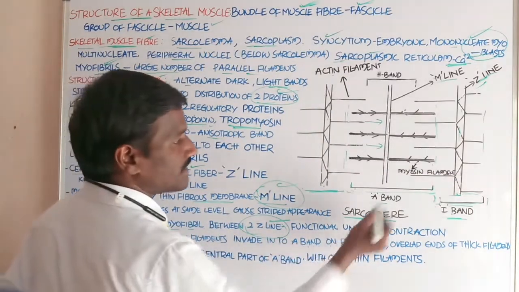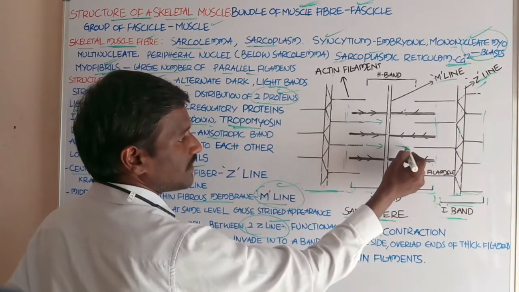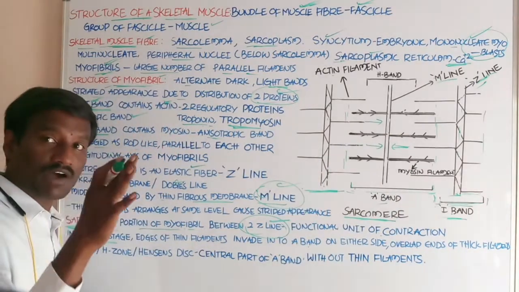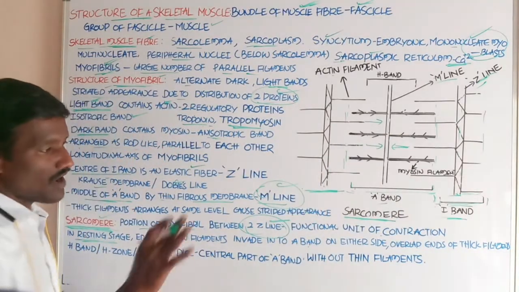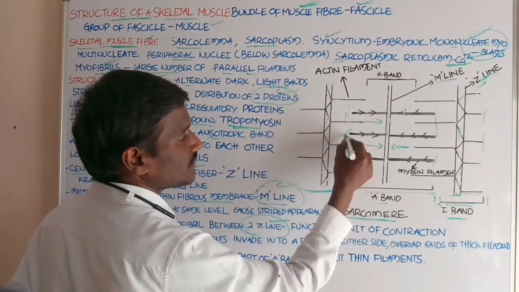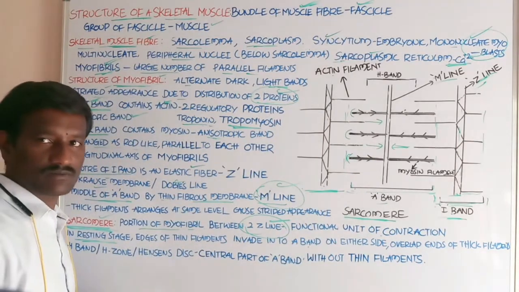And on the other side, the thin filament invades into the middle part of the A band at the time of relaxation only, and overlaps the ends of the thick filaments. The thick filaments are also overlapped or covered.